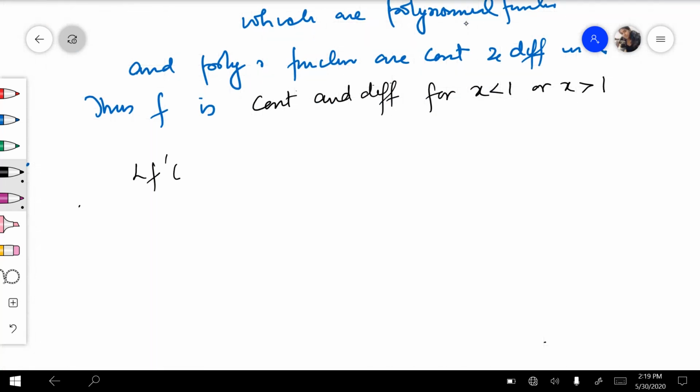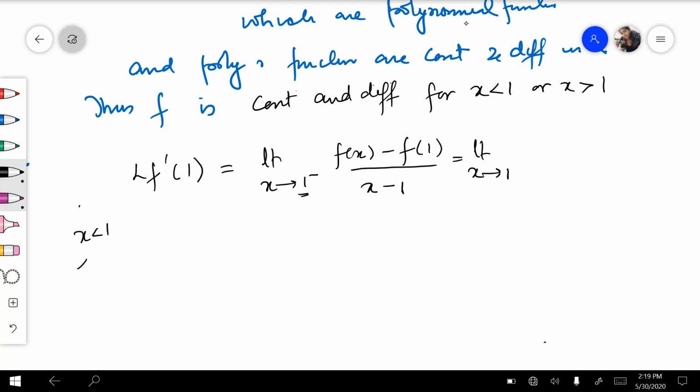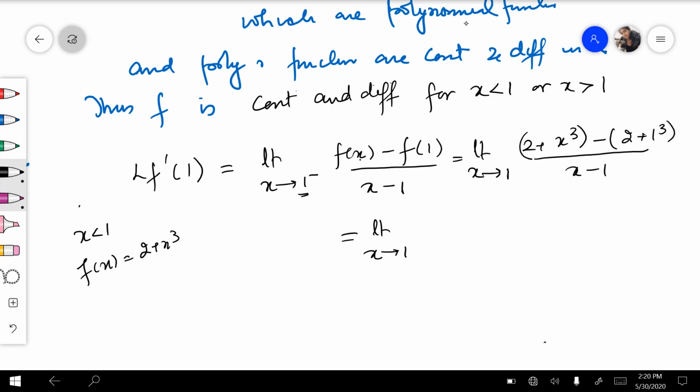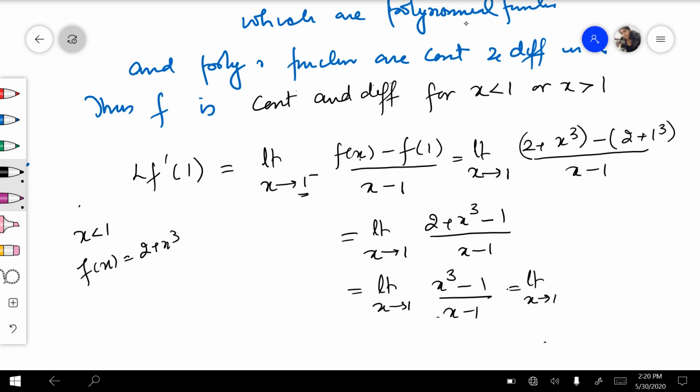So for that, left hand derivative at 1 will be equal to limit x approaches to 1 negative of f of x minus f of 1 upon x minus 1, which equals limit x approaches to 1 for x less than 1. f of x was 2 plus x cube. तो हम इसको 2 plus x cube से रिप्लेस कर देते हैं. 1 पे भी यही डेफिनेशन थी, minus 2 plus 1 cube upon x minus 1, which is equal to limit x approaches to 1, 2 plus x cube minus 1 upon x minus 1 equals limit x approaches to 1, x cube minus 1 upon x minus 1 is equal to limit x approaches to 1, x minus 1 into x square plus 1 upon x minus 1. ये कैंसिल हो जाएगा, तो x को 1 पुट करने पर you will get 3.